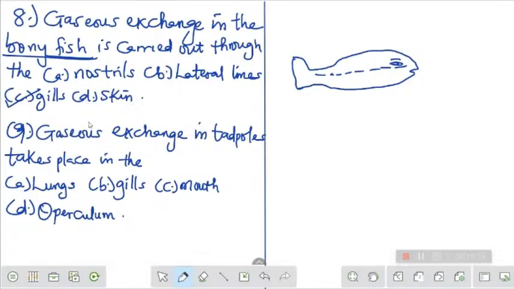So it uses gills. So gaseous exchange in tadpoles, I said tadpoles. Tadpoles are like young toads, the tadpoles that develop into toads. But tadpoles live in water before they develop into toads. So in the meantime, they will be using gills. So the answer here is what? Gills. So that's that for today's class.